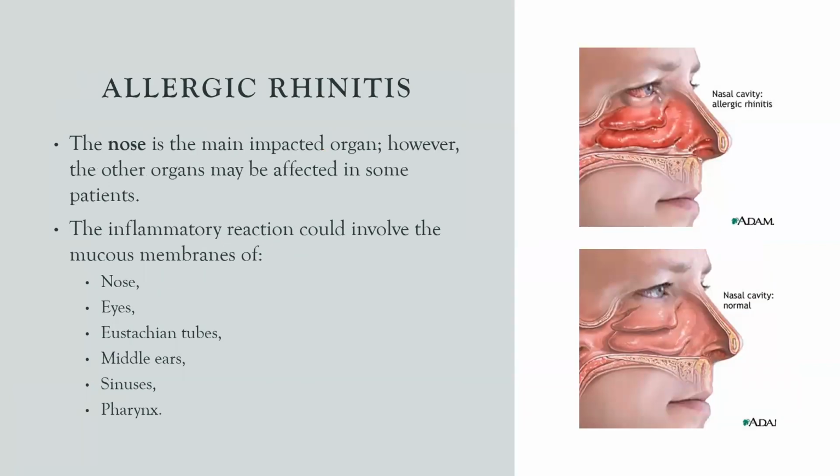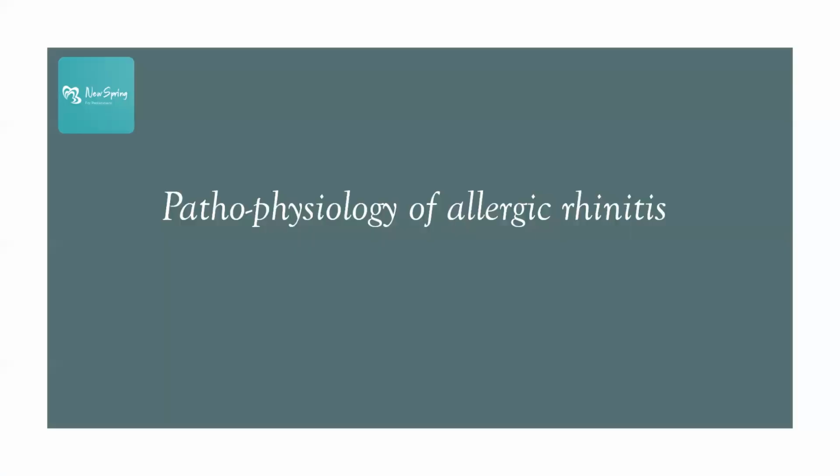So does allergic rhinitis only impact the nose? The answer is no. The nose is the main impacted organ. However, other organs also may be affected in some patients. So this is important: when you see a child, you have to check for other symptoms in other affected organs. The inflammatory reaction could involve the mucous membranes of, as we said, the nose, eyes, Eustachian tubes, middle ears, sinuses, and even the pharynx.